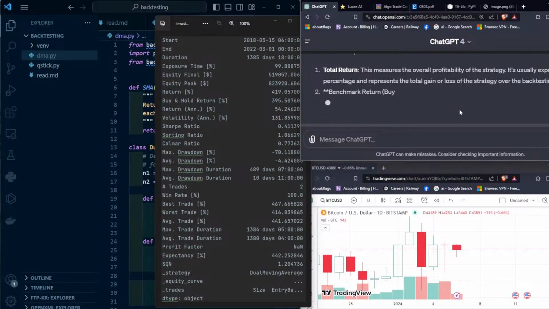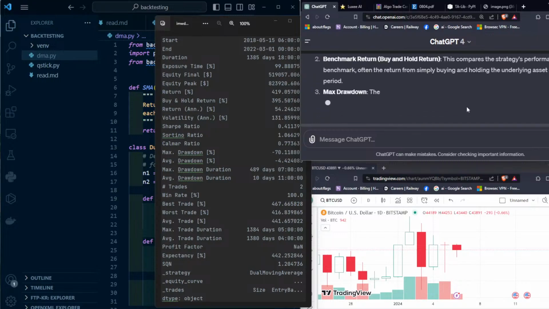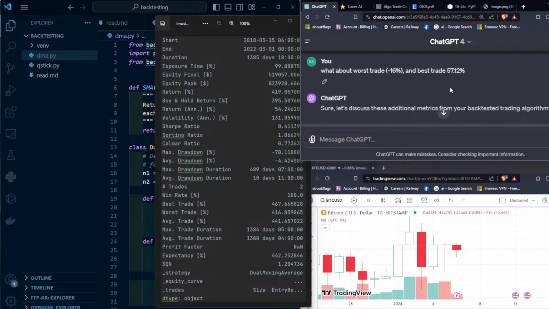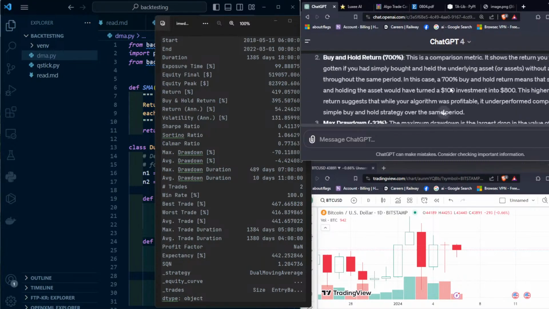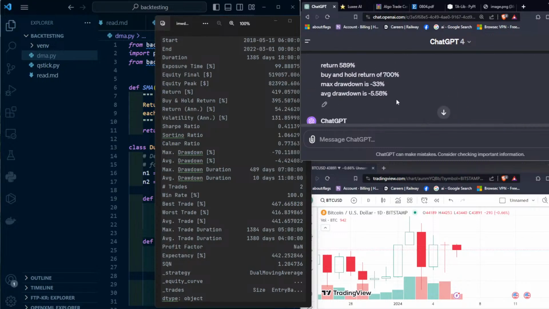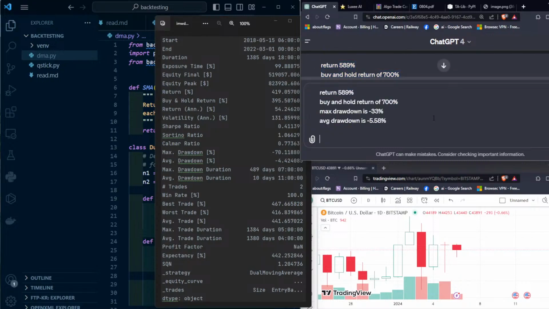Oh, it doesn't remember. It doesn't know. Okay, whatever. We don't have to make ChatGPT remember it. We saved it here anyway. Okay, so let's just copy paste this.